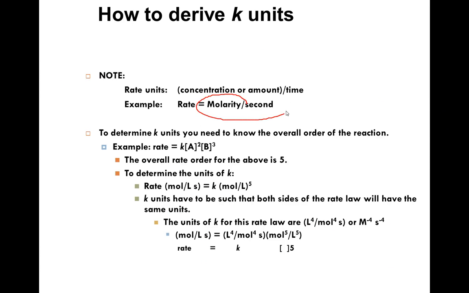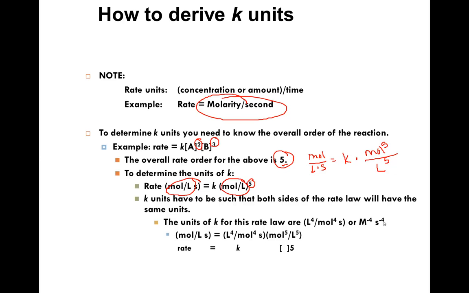To determine K units, you need to know the overall reaction order before doing so. The overall reaction order is 5 in this case. 2 and 3 is 5. To determine the units of K, we know that the rate is moles per liter per second. We know that we're going to take moles per liter and take it to the 5th power. So that means moles to the 5th, liters to the 5th.